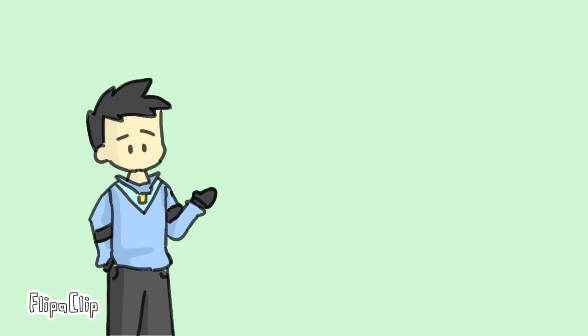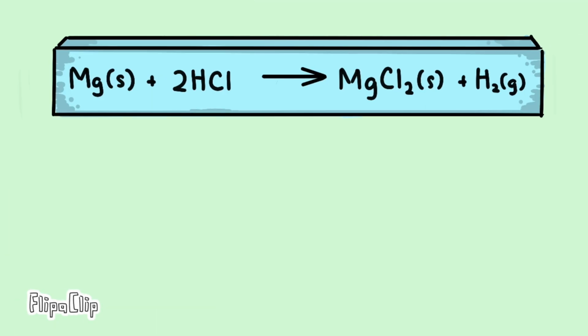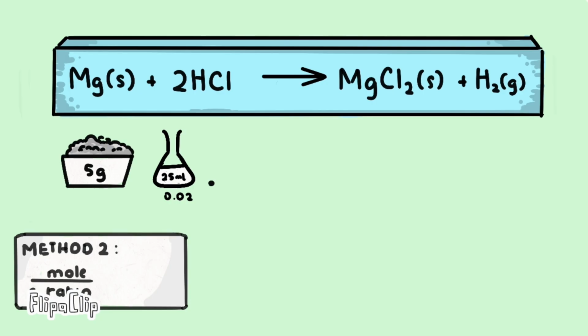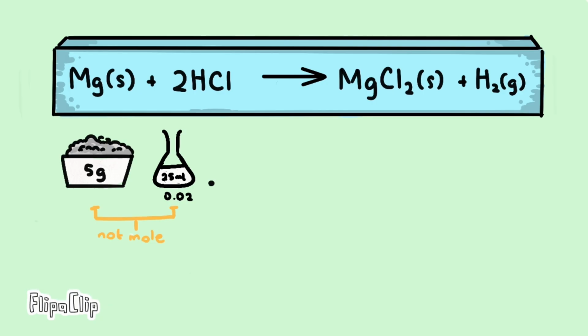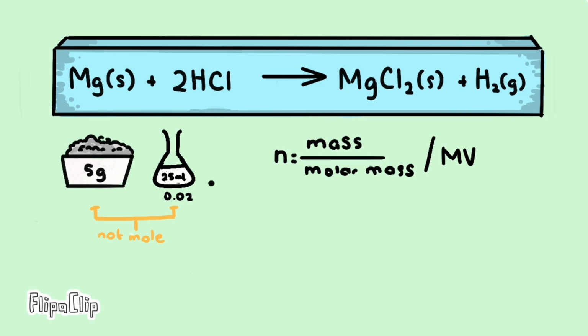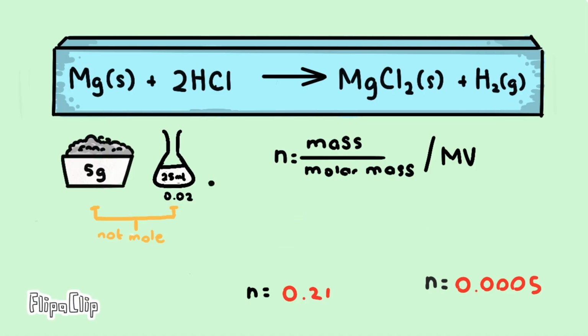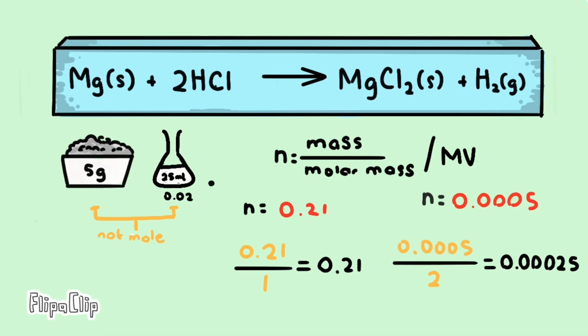Now, this is way too straightforward, so here's another example. With 5 grams of magnesium and 25 milliliters of 0.02 molar of hydrochloric acid. We use the same formula, but remember it needs to be in mole, but the info we have are not in moles. We simply convert the mass to mole by multiplying molar mass and use the n equals MV formula for the acid, plugging in the moles value, and we get our final answer.